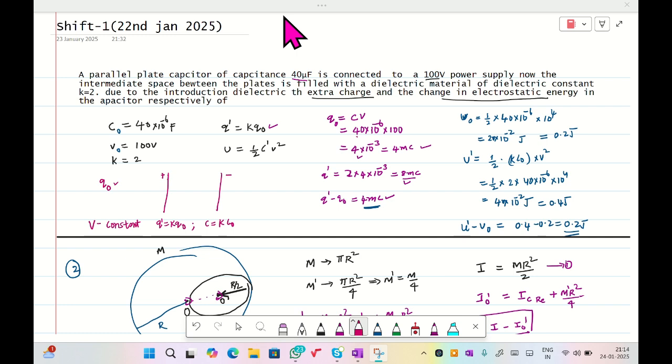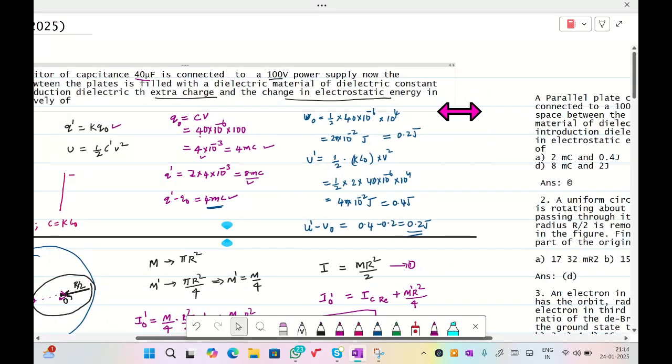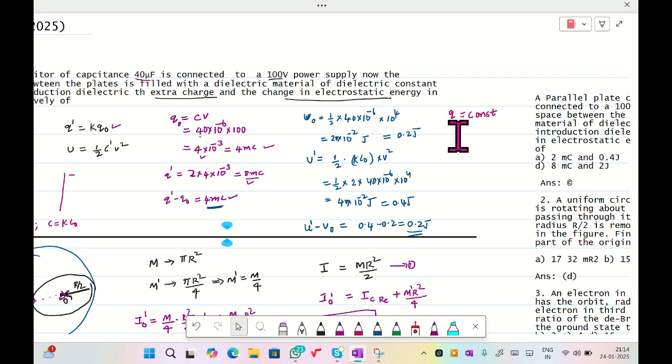Similarly, if the potential is removed, the cell is disconnected, then Q is constant. Where Q is equal to constant, this is another case. So how quantities like capacity, potential, field and energy will change. Capacity will become K times. In both the cases, capacity increases. Here potential is equal to Q by C, that equals Q naught by K C naught.